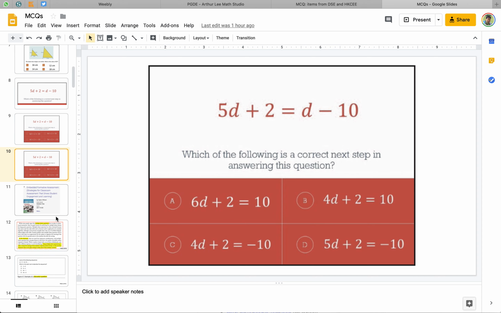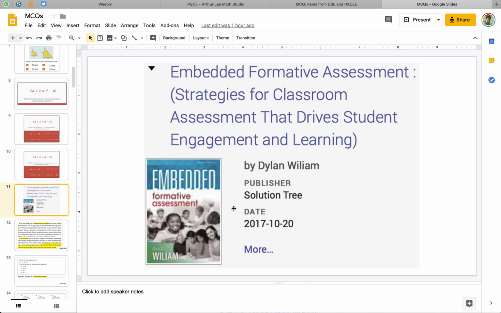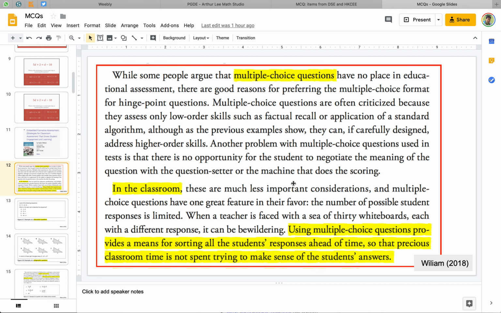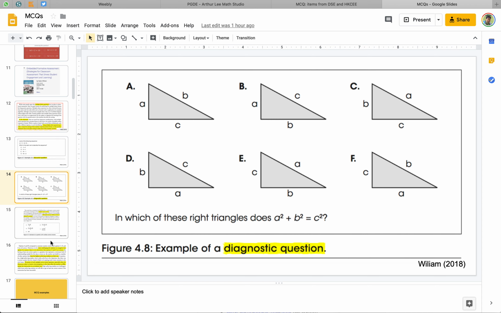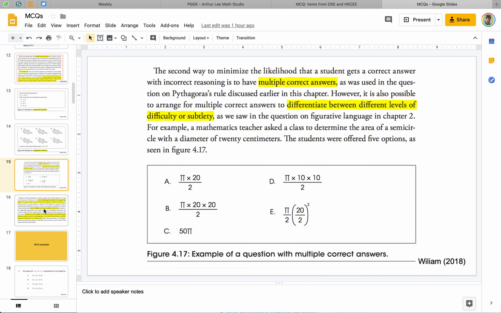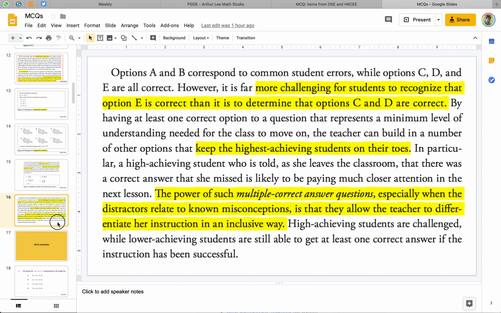Another good source would be Dylan Wiliam's book, which I introduced somewhere else. You can find it in part of his book. He mentioned the use of multiple choice questions for discussions and different ways of using them, or different types of MC questions. Some are for multiple correct answers. That means there can be more than one correct answer, right? Which will be more suitable for initiating or encouraging discussions in the classroom.